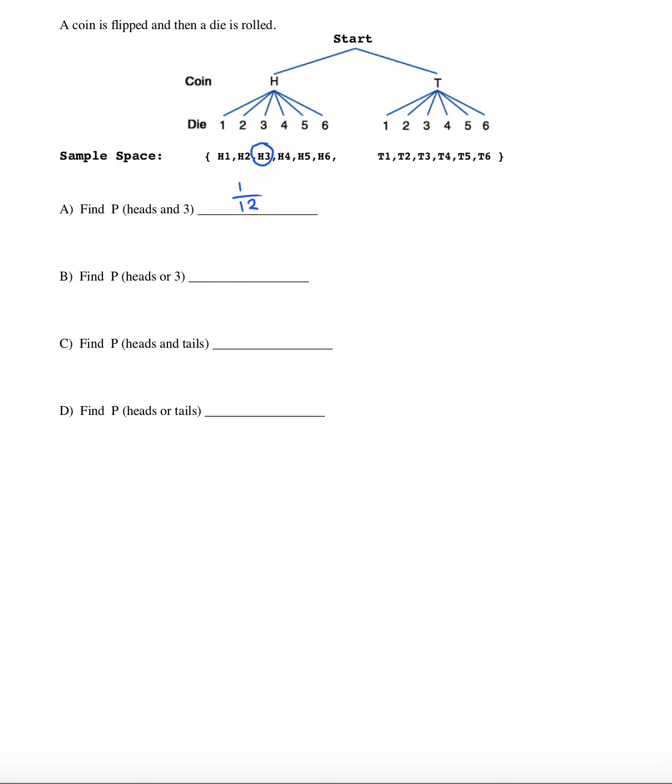All right, now what about the probability of a heads or a 3? Well, in that case, any H can work. But so can any 3. If we count up the outcomes that are successes here, we'll find a 7 over 12 probability.